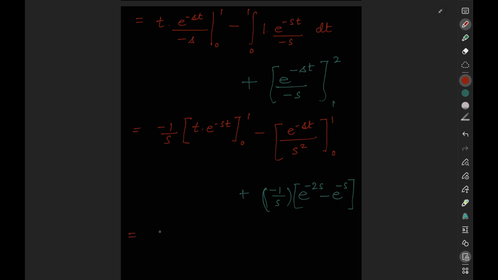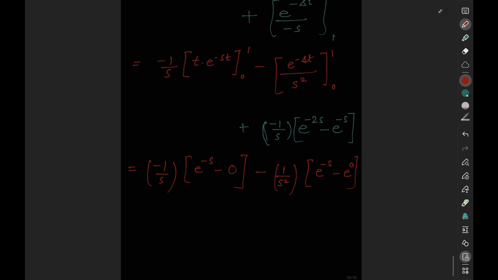This will become minus 1 upon s, e to the power minus s minus 0, minus 1 upon s square, e to the power minus s minus e to the power 0, plus minus 1 upon s, e to the power minus 2s minus e to the power minus s.